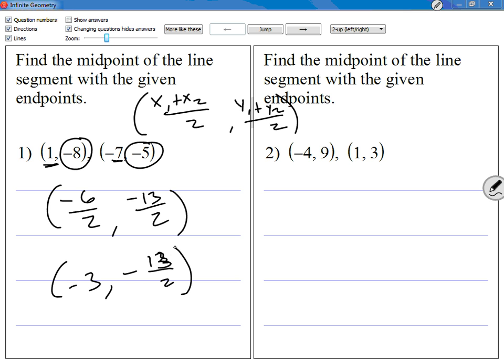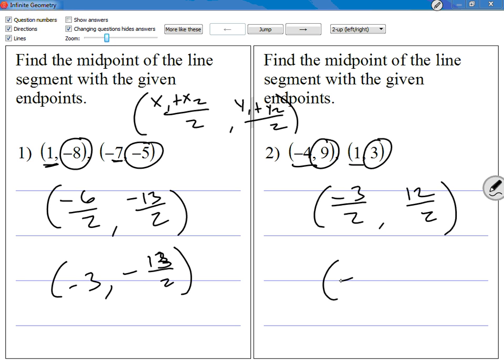Let's take a look at example number 2. For the x's, how much is negative 4 plus 1? Negative 3. Let's also write it over 2. For the y's, how much is 9 plus 3? 12 over 2. Simplify the fractions if you can. I'm going to call this negative 3 over 2, 6. So not that bad.